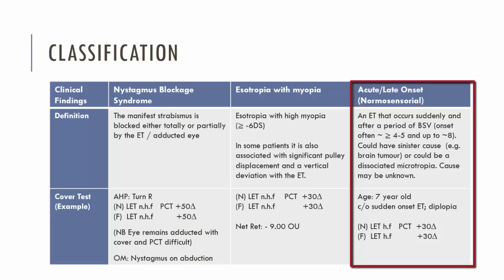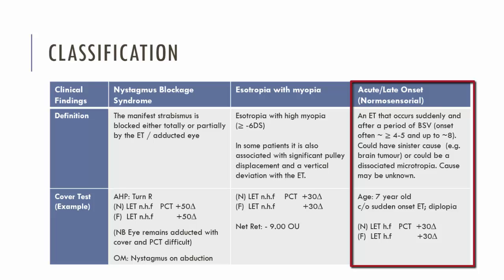Because it is of sudden onset, generally if the child is old enough, they will complain of diplopia. Patients with other types of non-accommodative esotropias tend not to complain of double vision or sudden onset double vision. The reason it's important to distinguish this strabismus from other types of non-accommodative strabismus is that this can be related to a sinister cause, and in particular a brain tumour. It has been found to be related to brainstem, cerebellum and pituitary tumours.